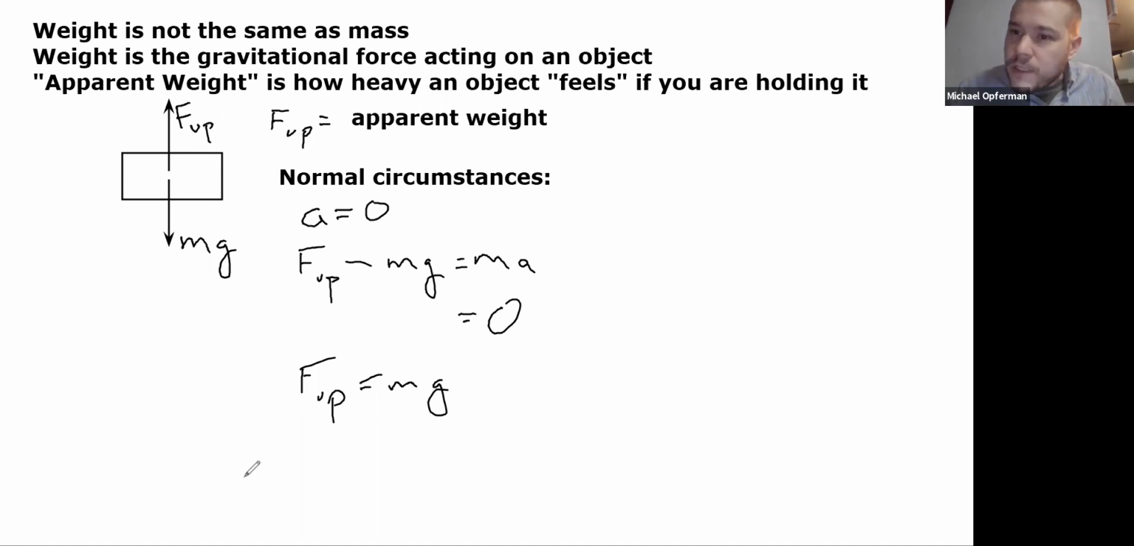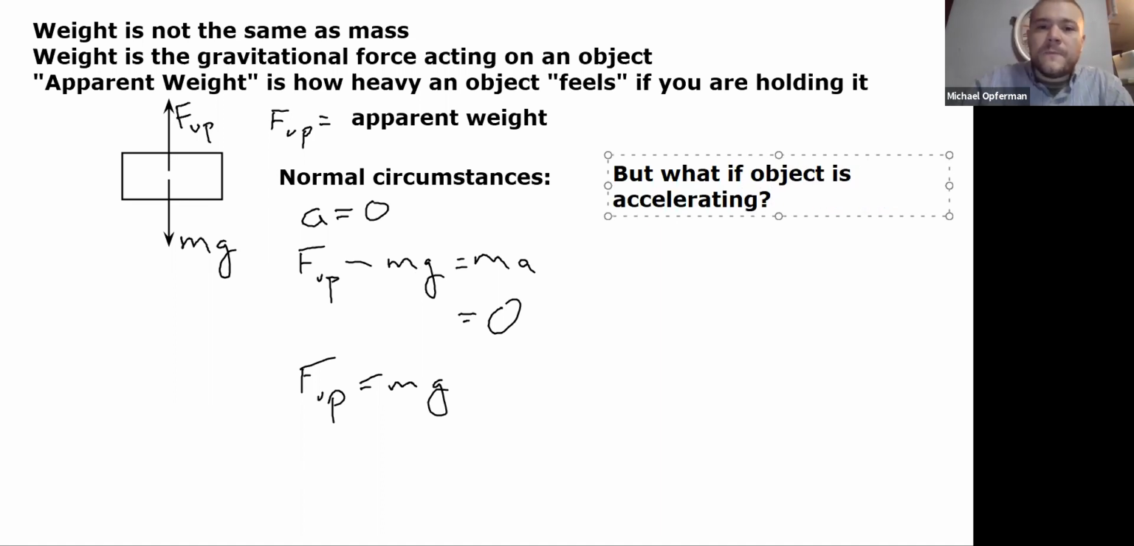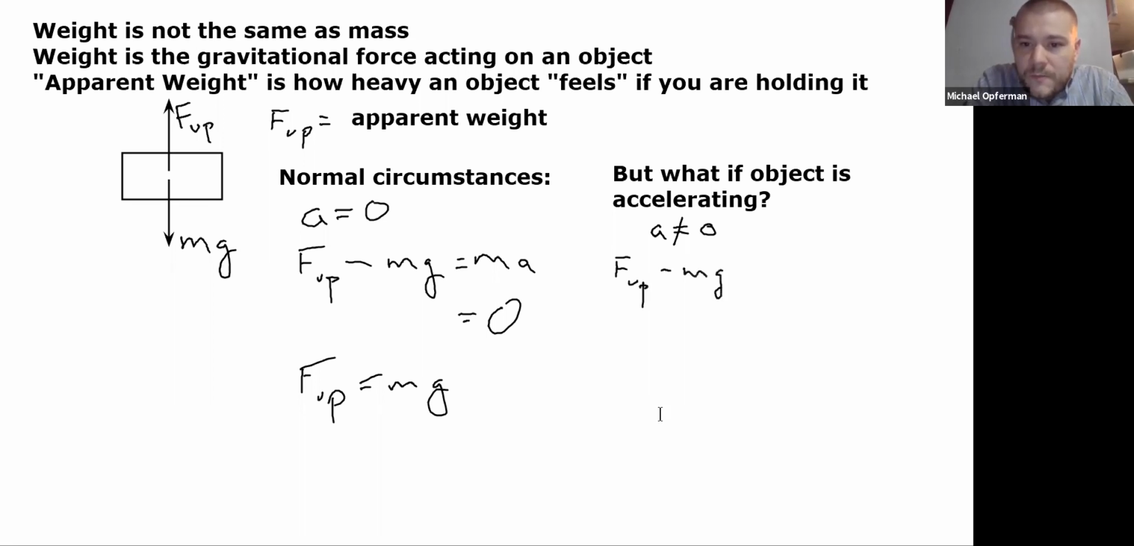So for a few moments there, the object's apparent weight is not equal to its weight. And that's because the object is accelerating. In this case, you have acceleration not equal to 0. So the same F equals ma equation applies. But this time we cannot plug in acceleration equals 0. So we get an apparent weight equal to mg plus ma.